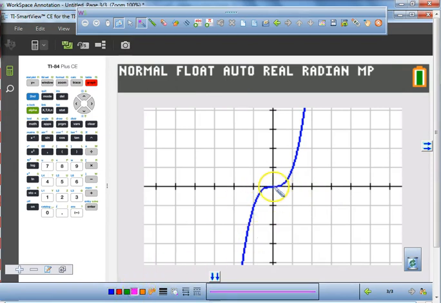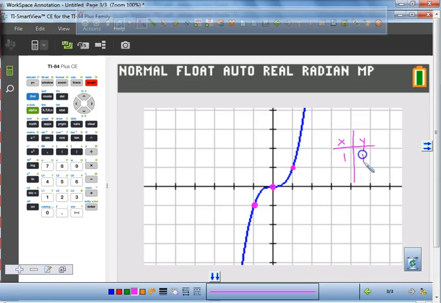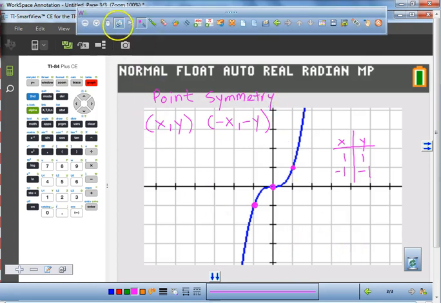So you'll see on this graph, if you turn the grid line on, we have (0, 0), we have a (1, 1), and we have a (negative 1, negative 1). So if you were to look at a table, if you have (1, 1) and (negative 1, negative 1), that follows the principle of any (x, y) on a graph would have a what? Would have a (negative x, negative y). What type of symmetry is this? This is called point symmetry.